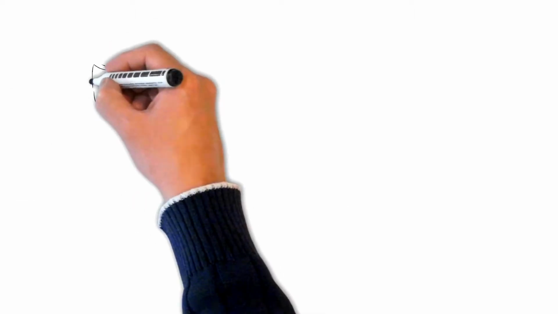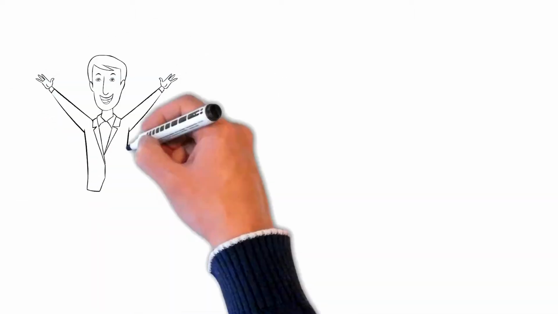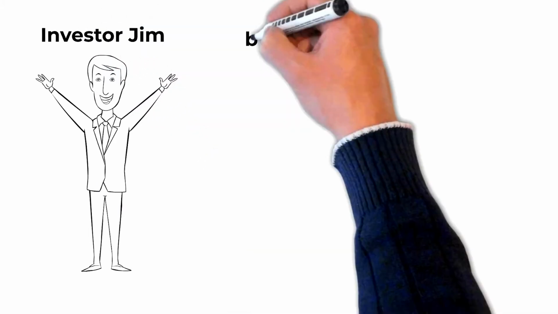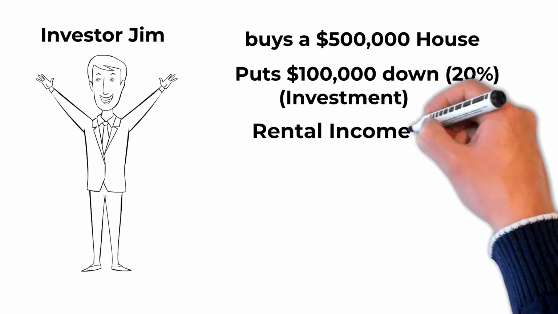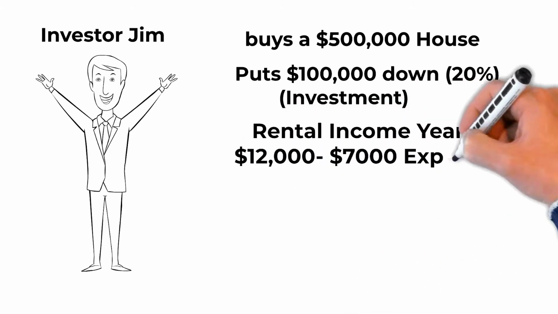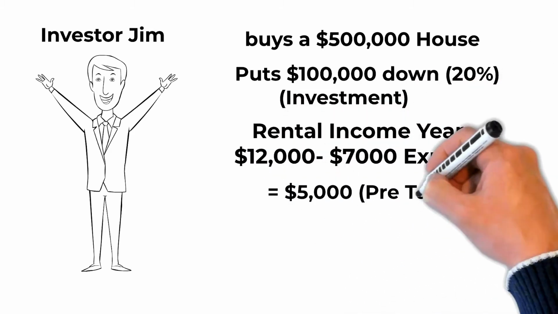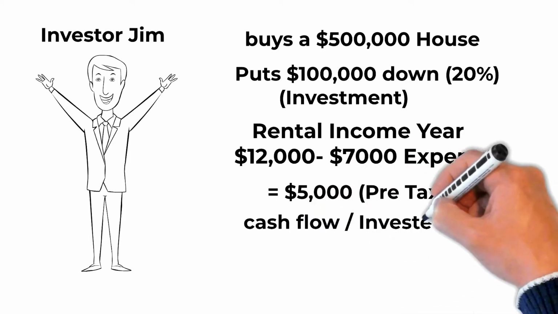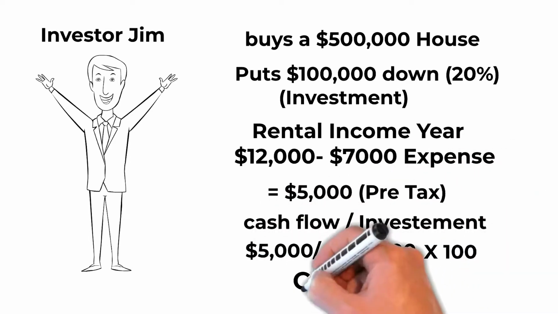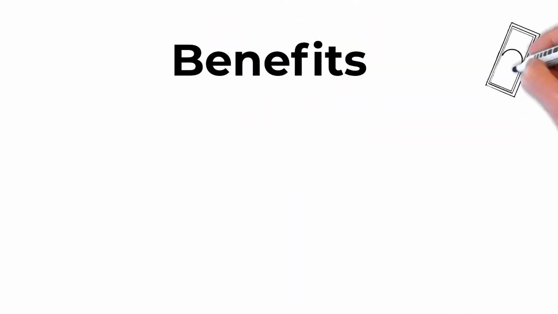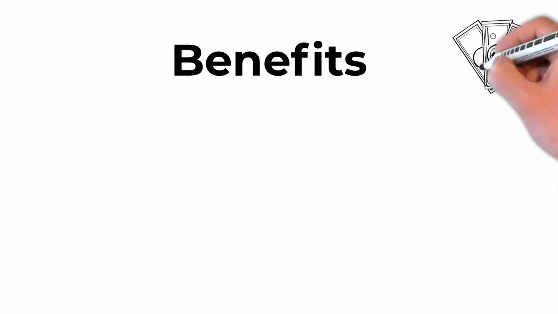Now, let's say that we have investor Jim here. He buys a house for $500,000, puts $100,000 down. That's his investment. Has a rental income of $12,000 a year minus $7,000 expenses. You have $5,000 pre-tax cash flow. So you divide that by your initial investment, 5,000 divided by 100,000 times 100, and you have a cash on cash return of 5%.